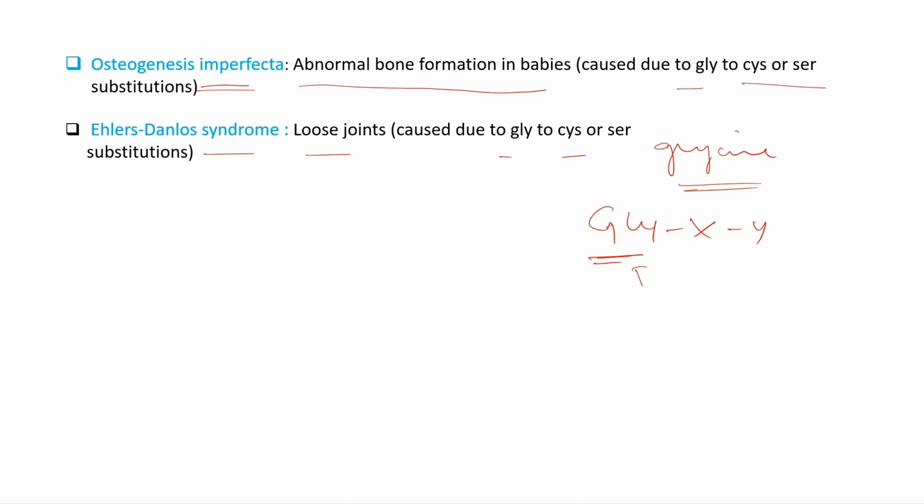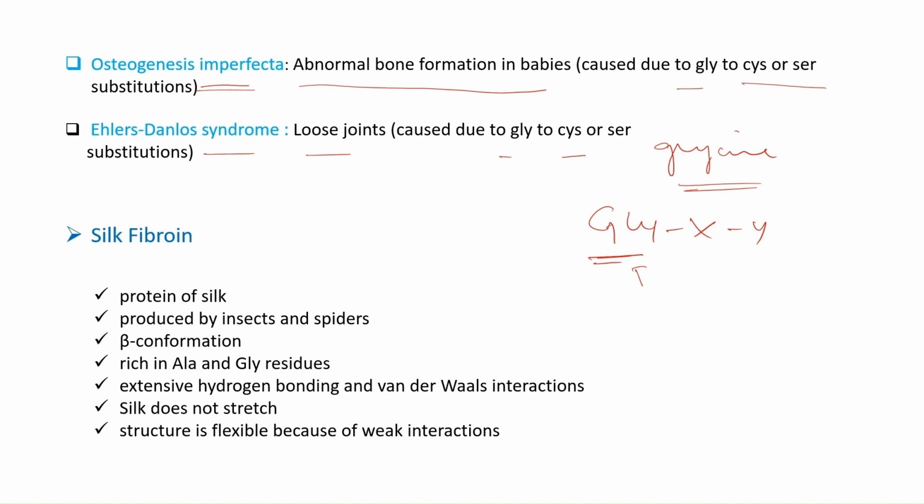The next example of a fibrous protein is silk fibroin. So silk fibroin is a protein of silk. This silk or this particular protein is produced by insects and spiders. It is in beta conformation. These fibroins are rich in alanine and glycine residues. They have extensive hydrogen bonding and van der Waals interactions.